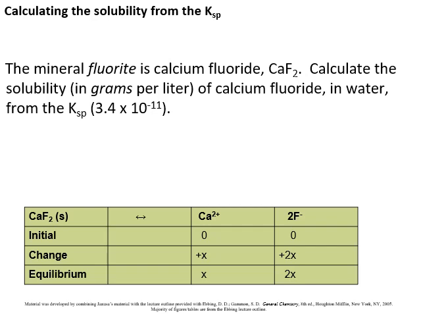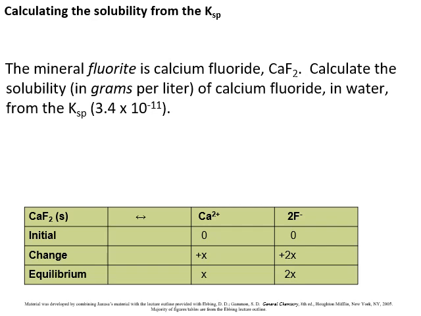Okay, another problem. The mineral fluorite, and this is not fluoride, this is a mineral, has the formula CaF2. Calculate the solubility of the calcium fluoride. In other words, we just have to find our X in water from the Ksp. Okay, so again, this will be done the same way we've been doing these. So I just went ahead and gave you the answer here. Here's the ICE table. We start off with zero in both cases.